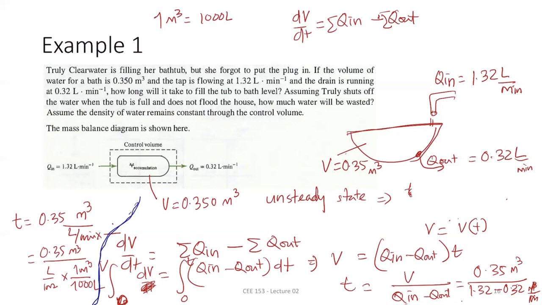So now 1000 will go up, so it becomes 35,000 minute. Oh, that's not 35,000. Let's see what the number would be. 1000 times 0.35 will be 350 minute.